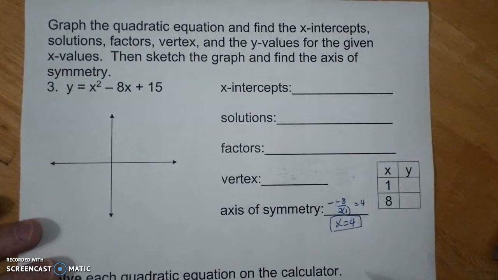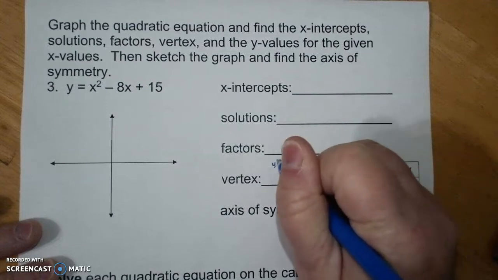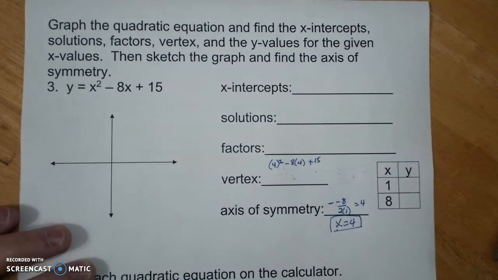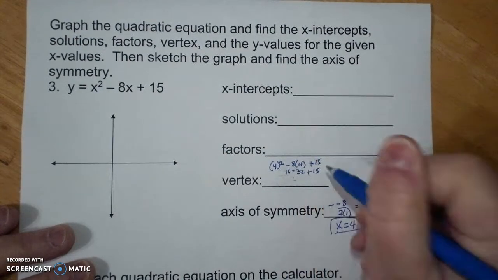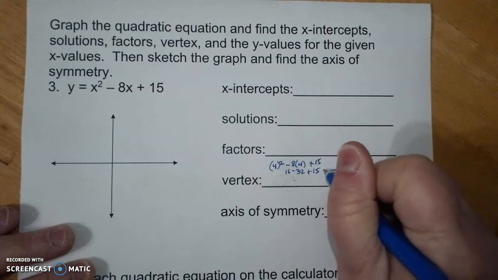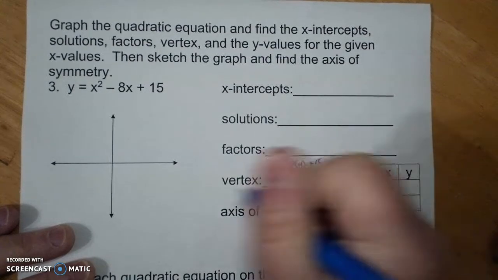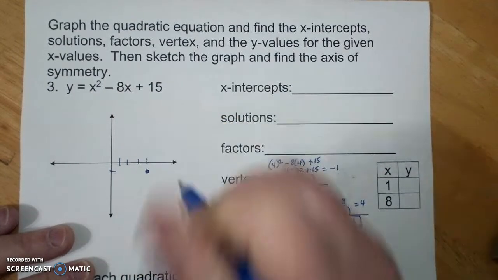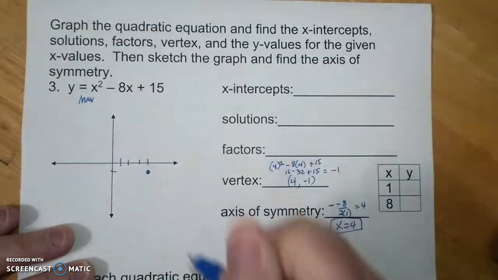Okay, axis of symmetry. So now I have to plug the 4 in. So it's 4 squared minus 8 times 4, put these in parentheses, plus 15. 16 minus 32 plus 15. -1. So my vertex is at 4, -1. 1, 2, 3, 4, and -1. There is a positive coefficient, therefore it's a max.